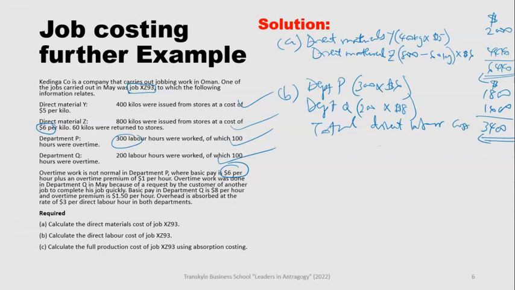Overtime premium should be charged to overhead in the case of Department P and to the job of the customer who asked for overtime work in the case of Department Q.